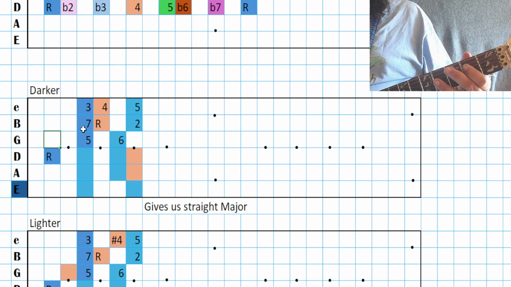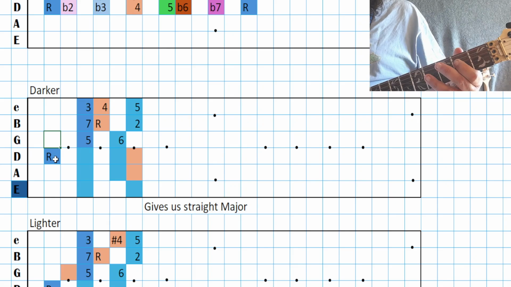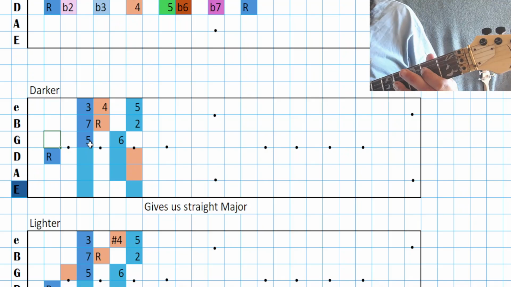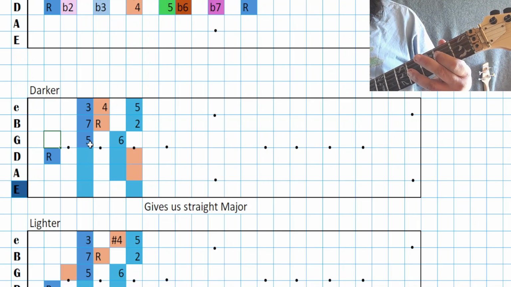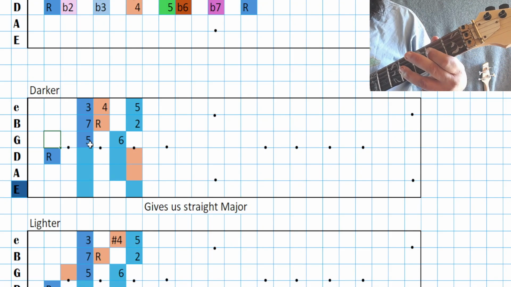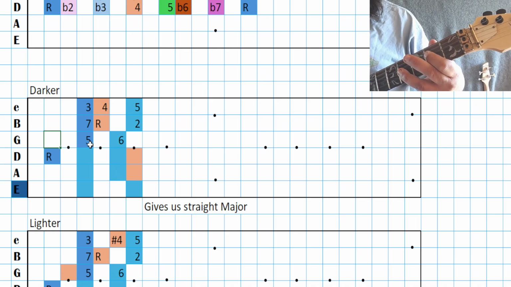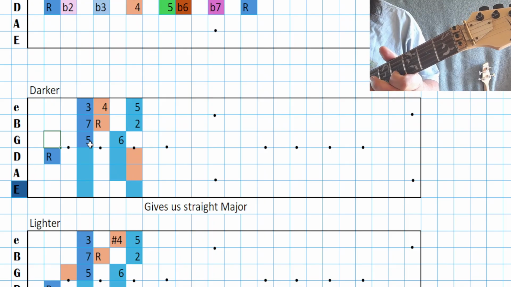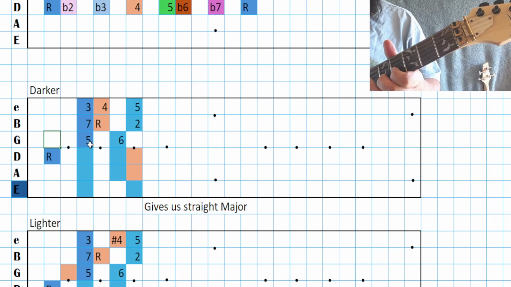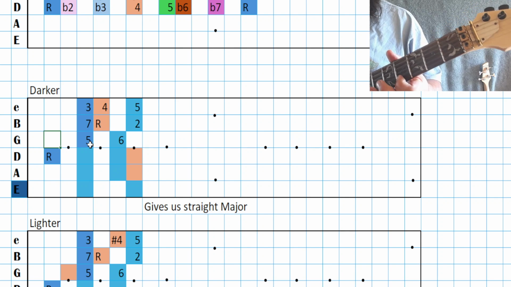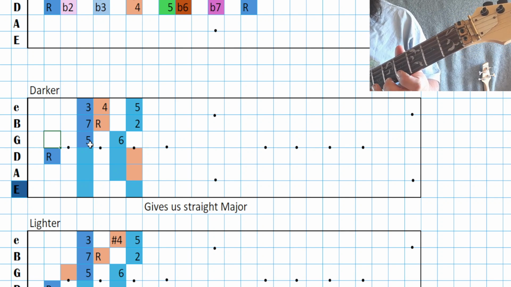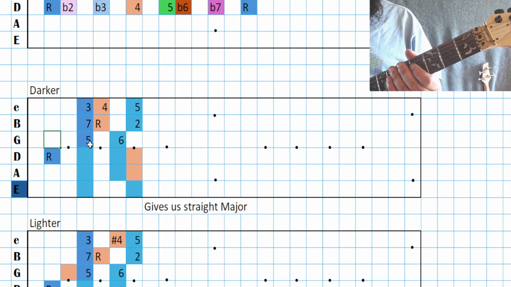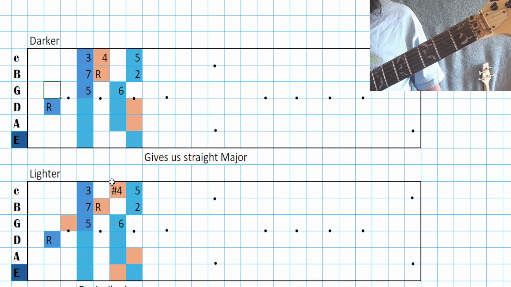So if we use our darker scale, here's our formula. We're going to get a root, our chord here, with our tonal gravity. Sounds pretty basic. Do, re, mi, fa, sol, la, ti, do. E major scale. So this gives us straight E major. Cool.